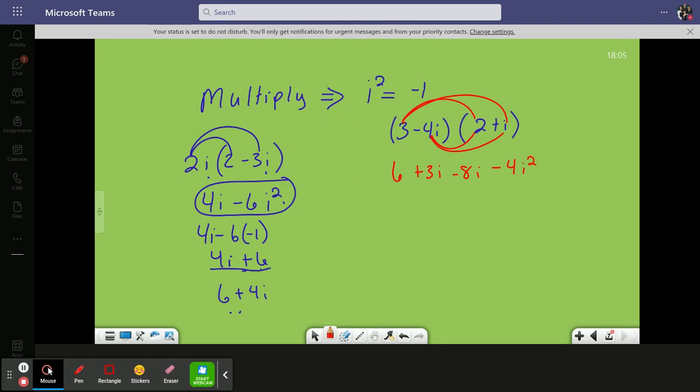Now my two inside terms give me a negative 5i. But what is negative 4i squared equal to? There you go. That's actually just a plus 4, right? Because that i squared is a negative 1, so negative 4 times negative 1 changes that. So instead of 6 minus 4i, I've got a 10. Yes?